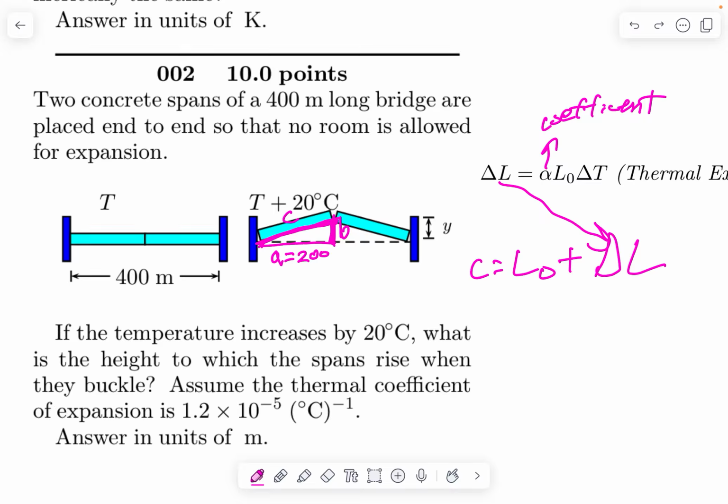But you do have to be a little careful on the original length because only one of these things is expanding. We're just looking at one of them, not both of them. So the original length is this length right here, which is halfway. And then they give us the change in temperature. So then you can do it and solve for B.